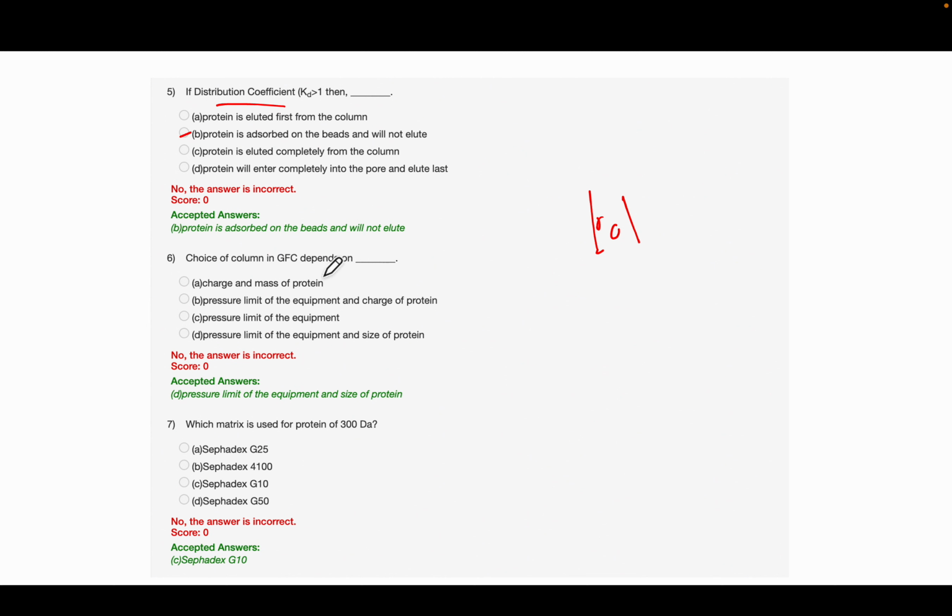Choice of column in gel filtration chromatography depends on what? Charge and mass of protein, pressure limit of the equipment and charge of protein, or pressure limit of the equipment and size of protein. So it depends on the size of protein, and also you have to take care of the pressure limit of the equipment. Because if it doesn't endure much pressure, that will not be good, since you are applying buffer and wash, you need to know the pressure limit, and that is how you choose your column.